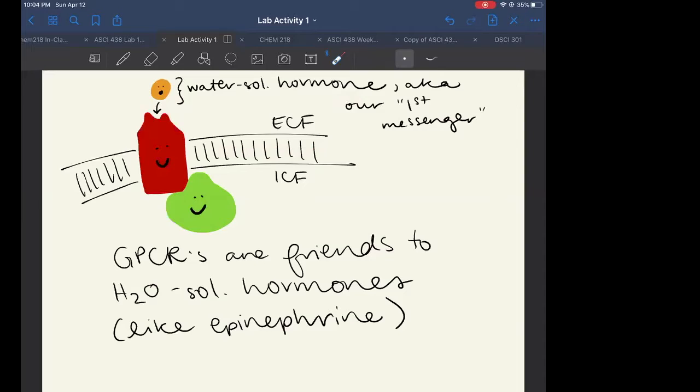An example of a water-soluble hormone includes epinephrine, which through a G-protein coupled receptor protein leads to the inhibition of glycogen synthesis and the promotion of glycogen breakdown. But we will get into the details of some G-protein coupled receptor pathways later.